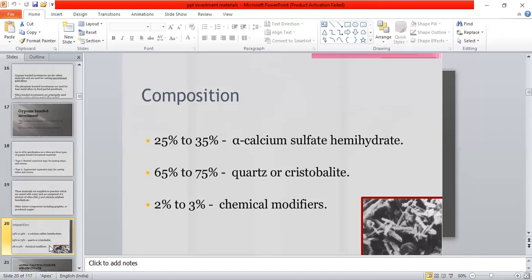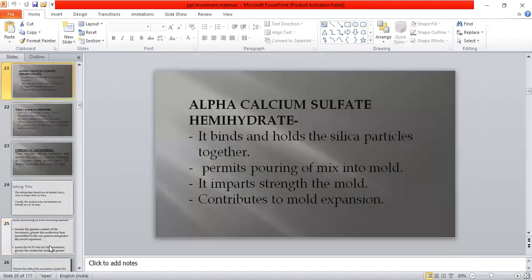Then the third one is the chemical modifiers. The main function of the chemical modifier is to prevent the shrinkage, and the chemical modifiers which we are using in gypsum bonded investment material are 2 to 3%. So here is the composition of the gypsum bonded investment material. Next, we are going to discuss it in individual form. The first one is alpha calcium sulfate hemihydrate. As already discussed, it acts as a binder.